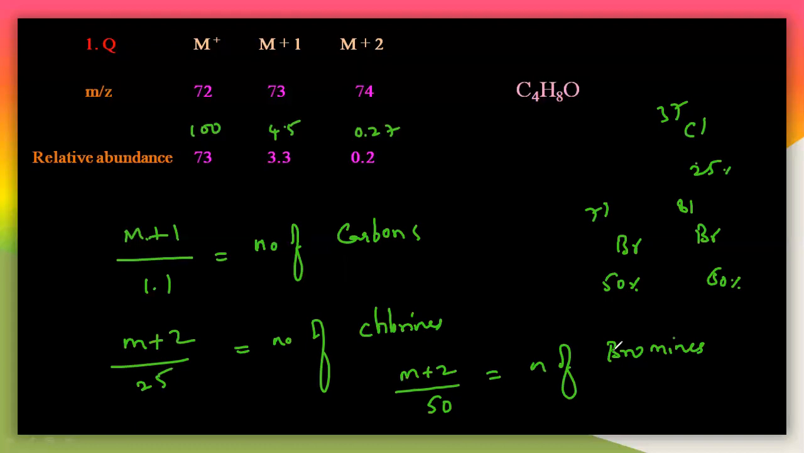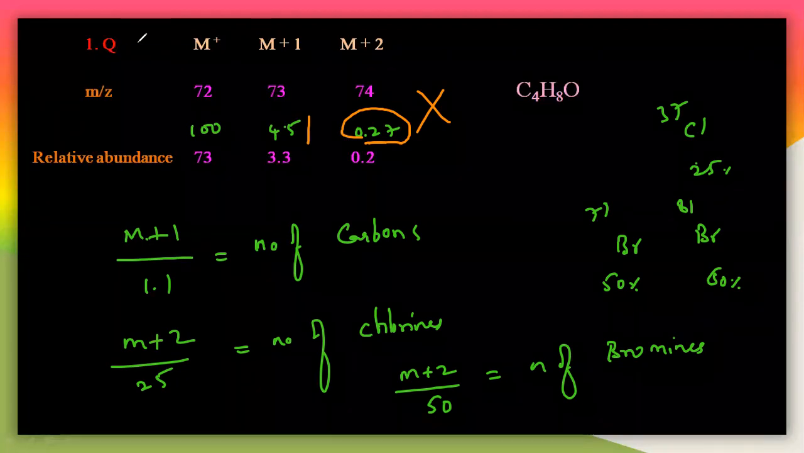See here, the value of M+2 is very small, which is 0.02. That means this particular sample does not have any chlorine or bromine. But the M+1 is 4.5, so it must have carbons. Definitely this sample will contain a number of carbon atoms.